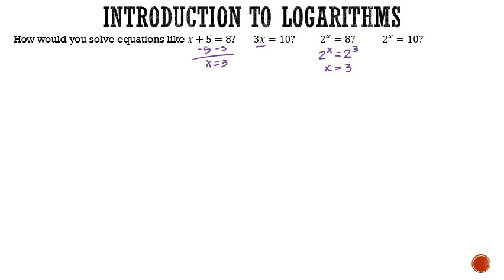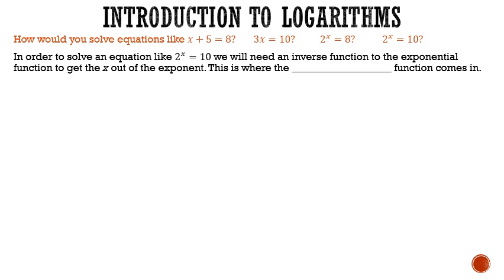We come into an issue here though where we have 2 to the x equals 10. 10 isn't 2 to any specific integer power. We don't know what that is. So right now we don't have tools to be able to solve this, and this is where logarithms come into play. In order to solve an equation like 2 to the x equals 10, we will need the inverse function to the exponential function to get the x out of the exponent. This is where the logarithmic function comes in.